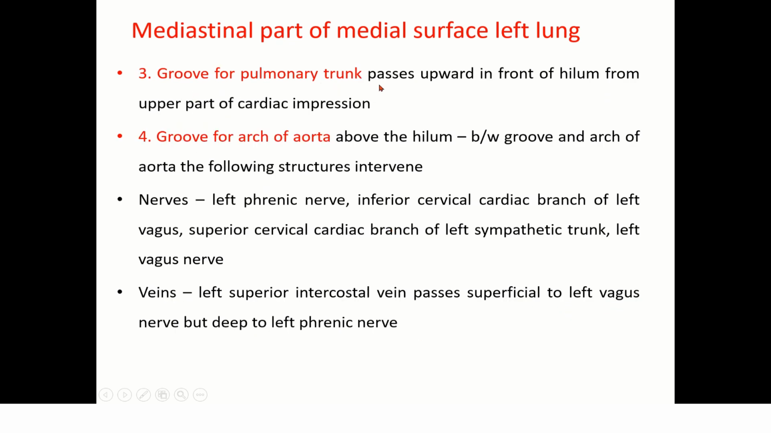So there will be a groove for the pulmonary trunk which passes upwards in front of the hilum from the upper part of the cardiac impression. Then there will be a groove for the arch of aorta above the hilum. Between the groove and the arch of aorta, the following structures intervene, namely the left phrenic nerve, inferior cervical cardiac branch of the left vagus, superior cervical cardiac branch of the left sympathetic trunk, and the left vagus nerve. Then veins: the left superior intercostal vein will be there, which will pass superficial to the left vagus but deep to the left phrenic nerve.